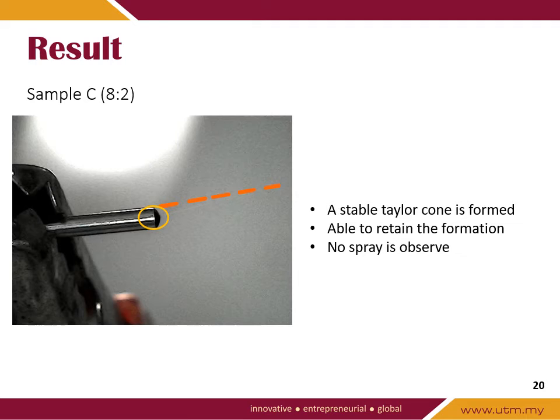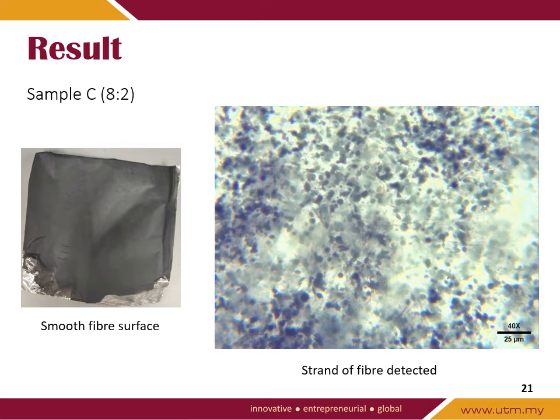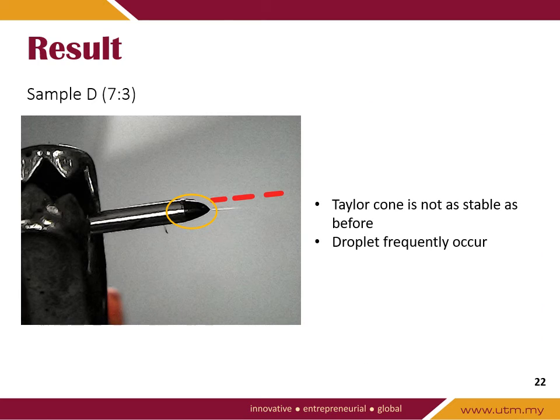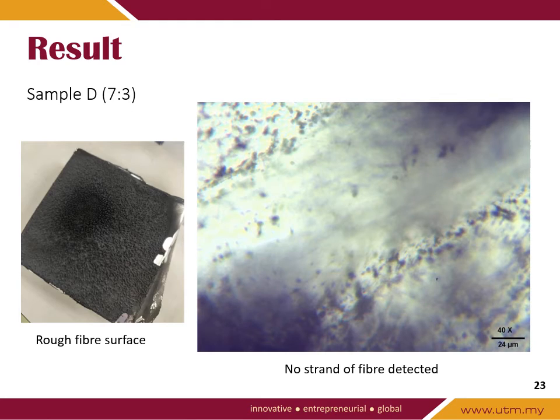For sample C, the same observation can be made. A stable Taylor cone is formed, able to retain the formation and no spray is observed. And we also obtain a smooth fiber surface with a strand of fiber detected. For sample D, however, the Taylor cone is not as stable as before and droplet flickering occurs throughout the process. We obtain a rough fiber surface and there is no strand of fiber detected.